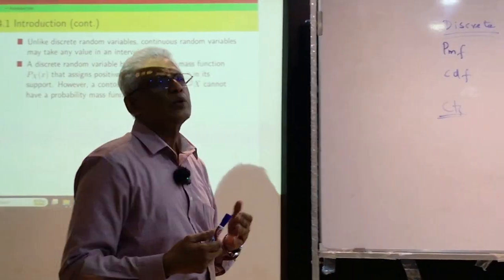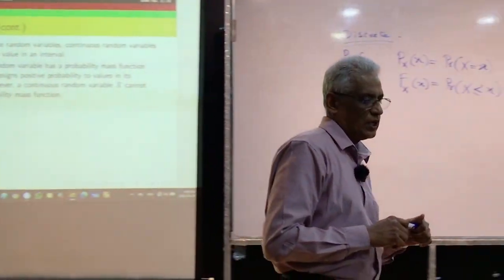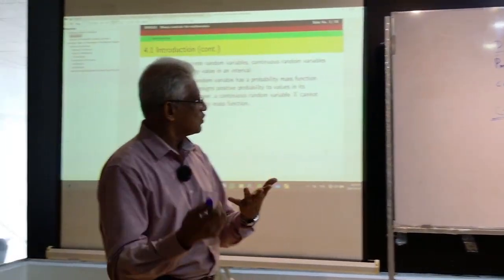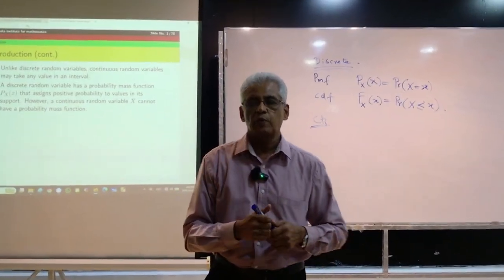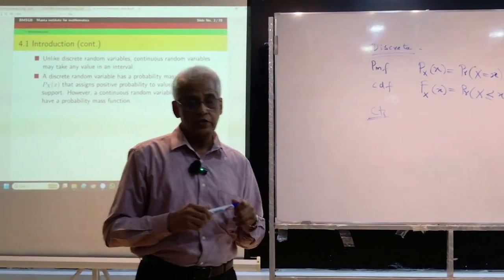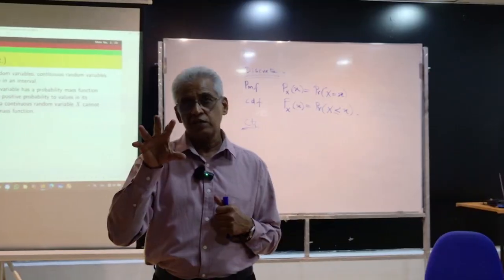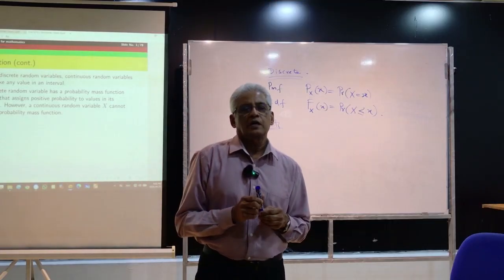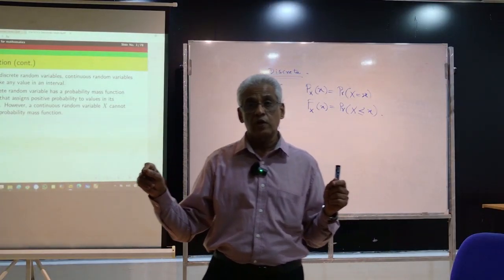How do we argue that a continuous random variable cannot have a probability mass function? We can argue like this, using, for example, contradiction or negation. Suppose a continuous random variable has a probability mass function. If it has one, then it should satisfy some properties, because the probability mass function is defined by some properties. What are those properties? The sum of the probability mass function over each possible value should be equal to 1. That is one main requirement.